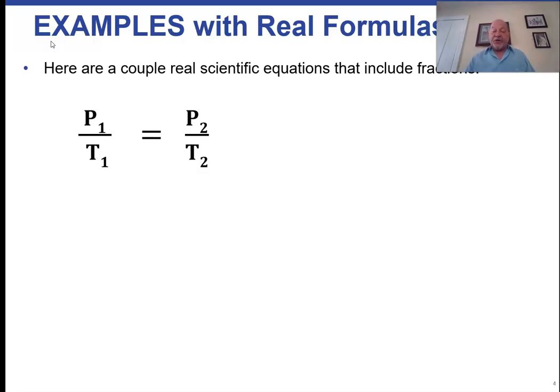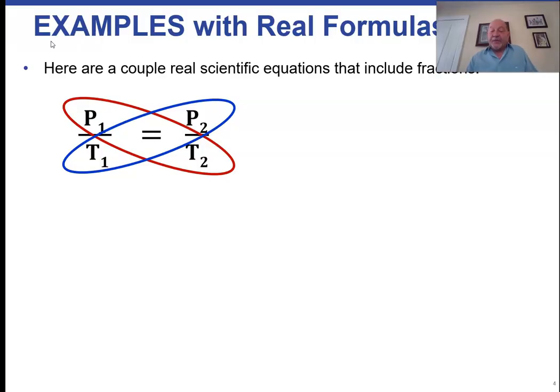So we have this equation, and you can simplify it to get rid of the fractions by doing a cross-multiplying.